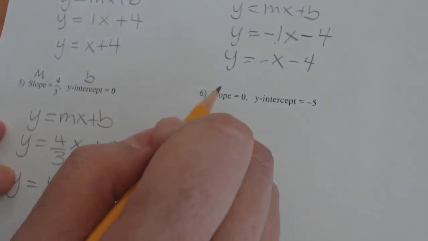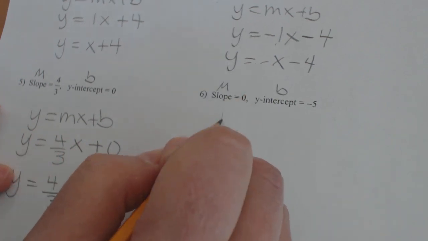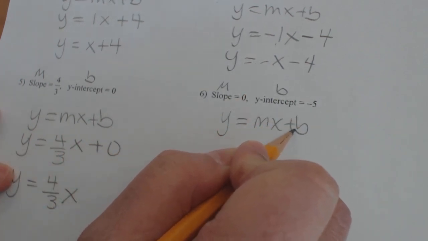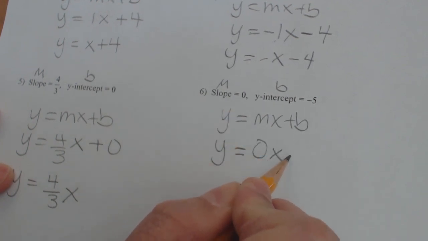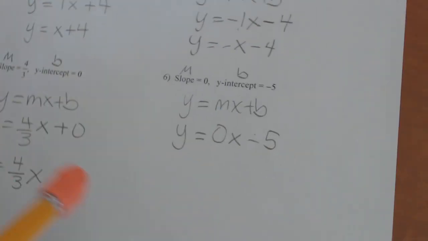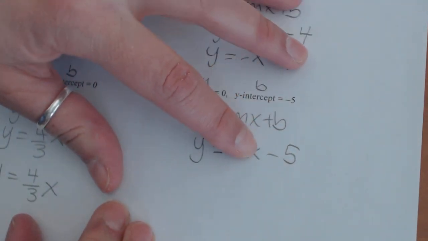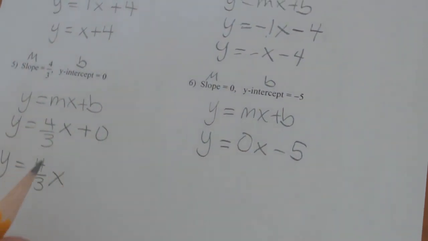And our last one for the day, slope m equals 0, y-intercept b equals -5, y equals mx plus b, y equals m is 0, x minus 5. I almost did a little plus there, just be careful. This is a -5, so it turns into -5.